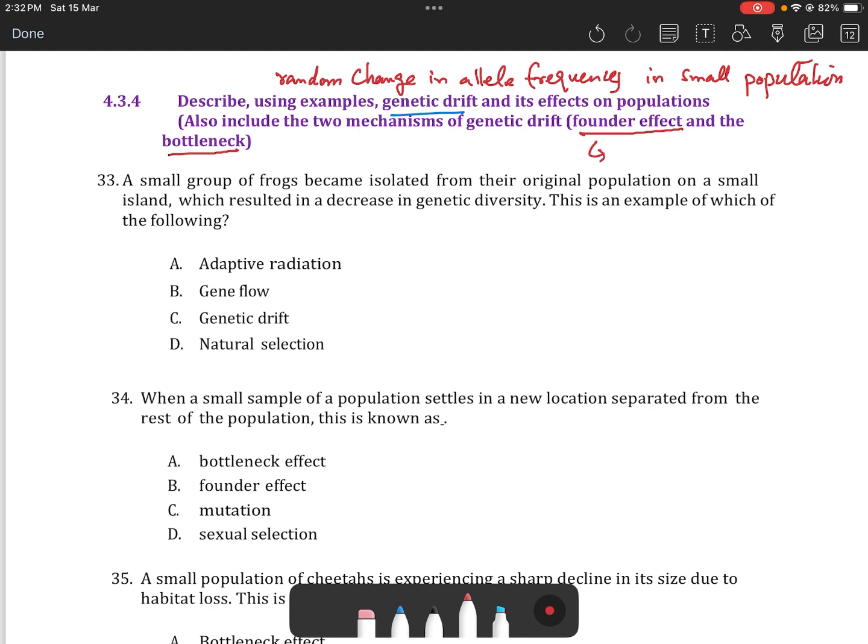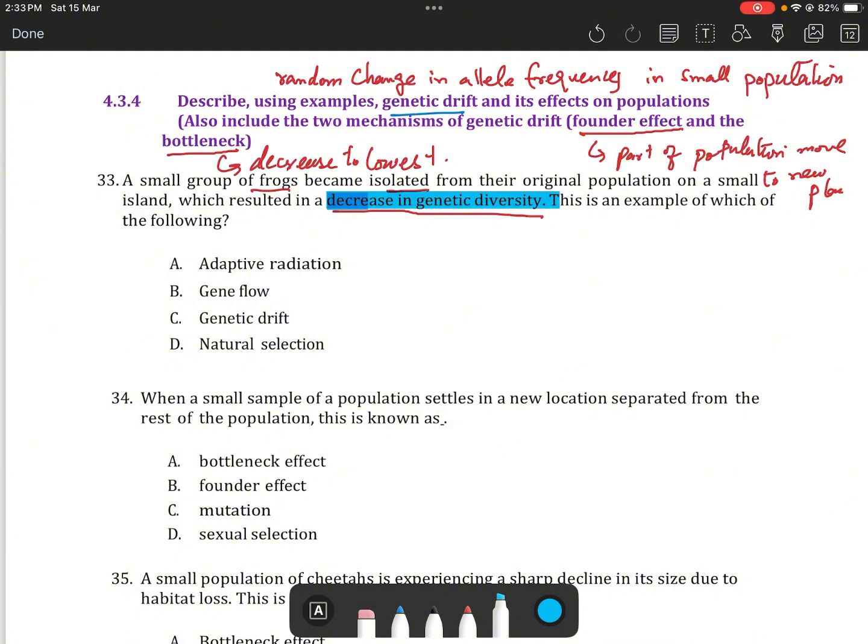Founder effect is when part of the population moves to a new place. But in the bottleneck, the population decreases to the lowest and then increases again. A small group of frogs became isolated from their original population on a small island, which resulted in a decrease. As I told you, allele frequency decreases, so now I can easily say that this is genetic drift.